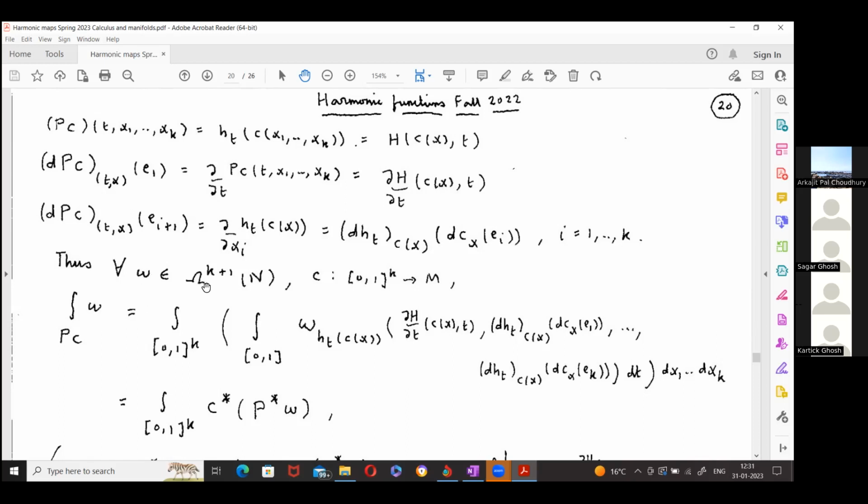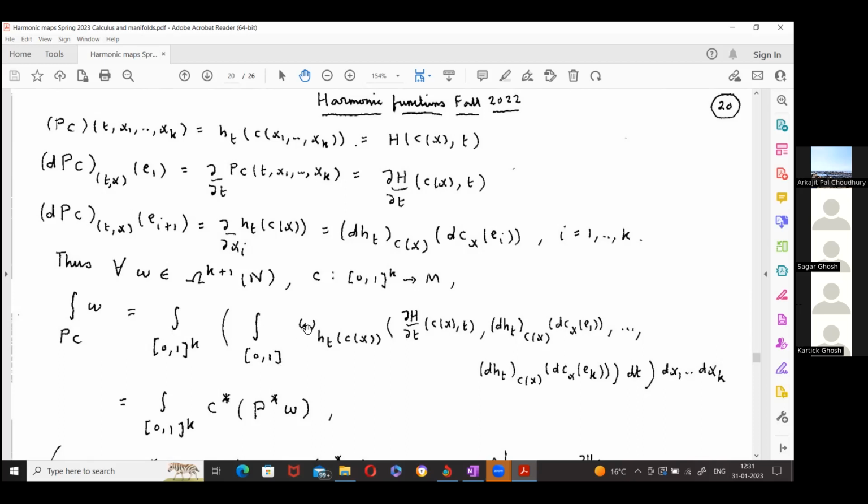So therefore, if omega is a (k+1)-form on N and c is a k-cube in M, then the integral of omega over Pc will be what? This will be the integral dt dx1 through dxk, integral over [0,1]^k, and then integral over 0 to 1.